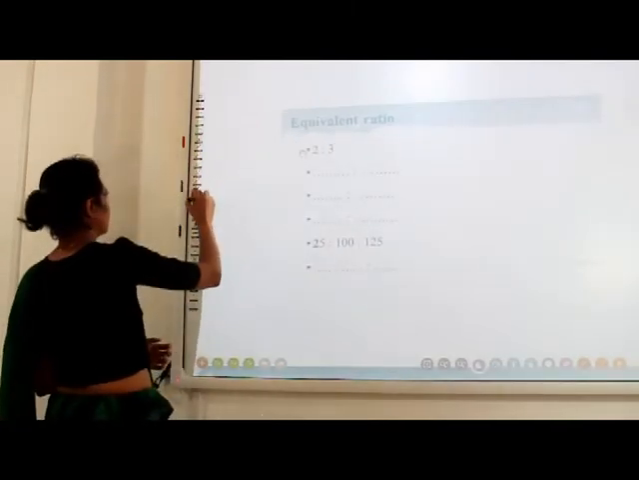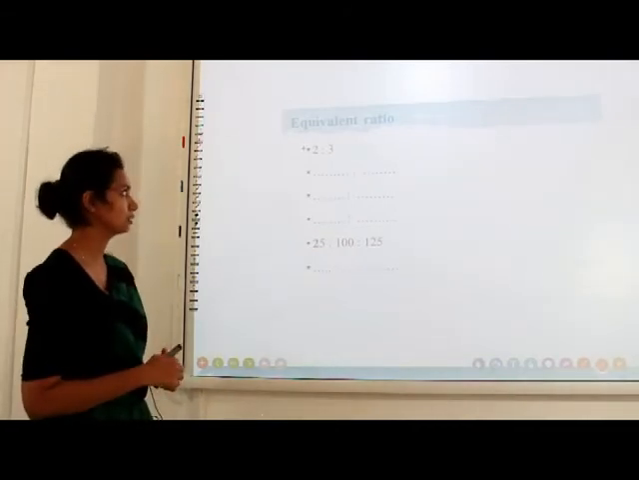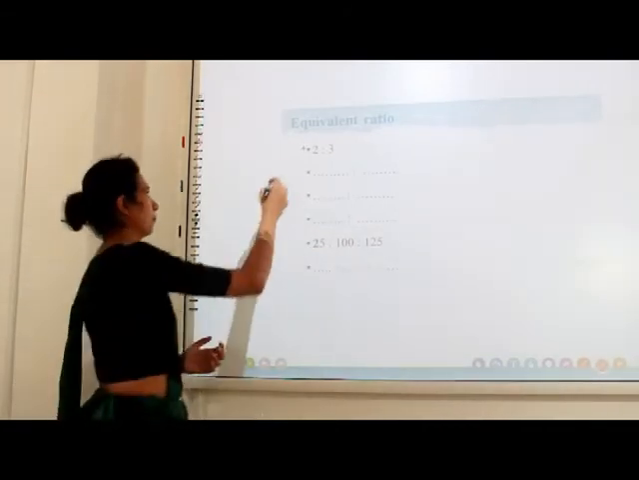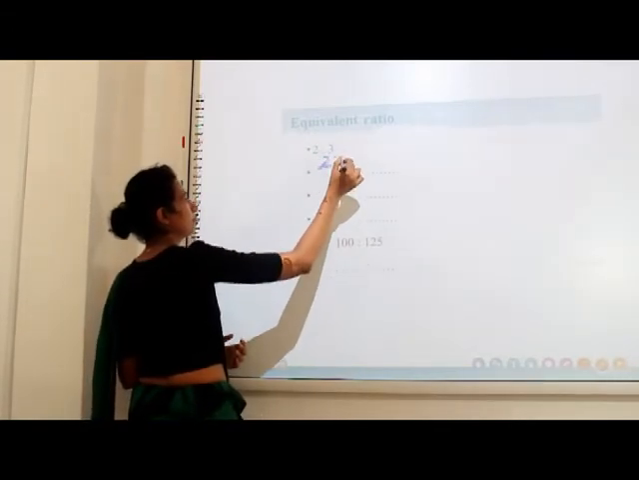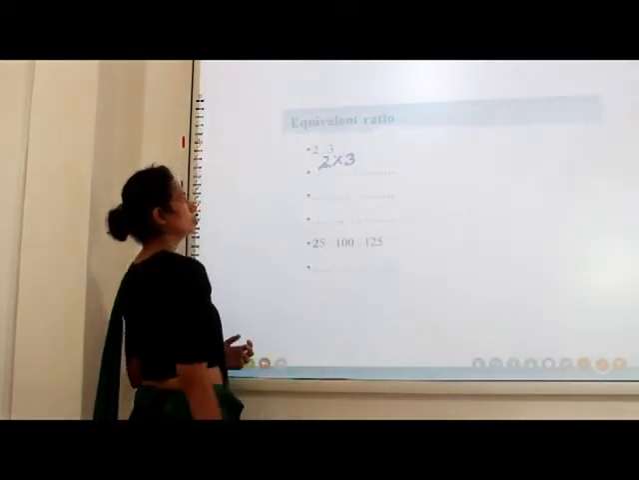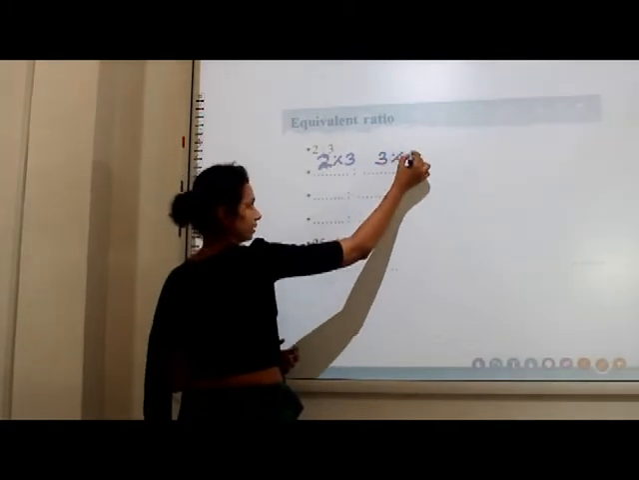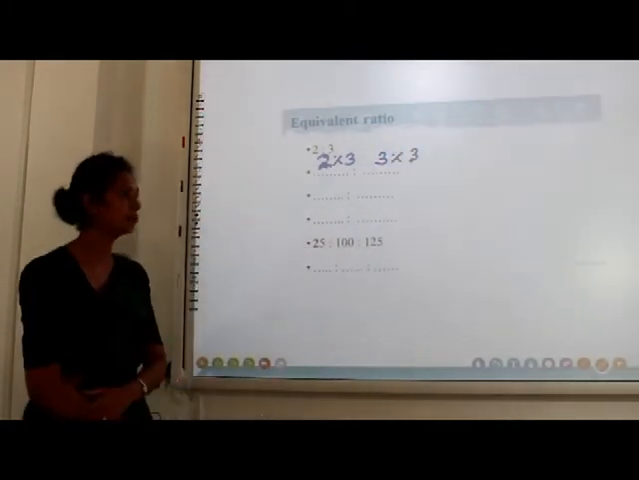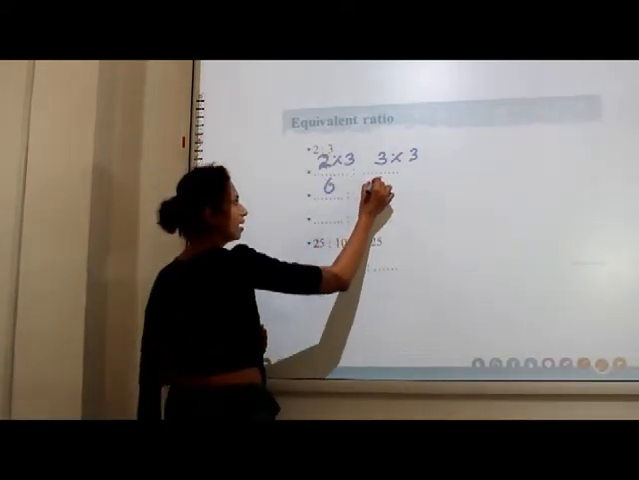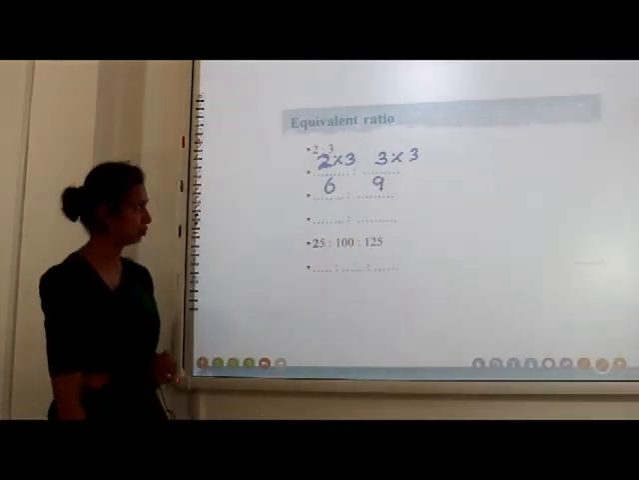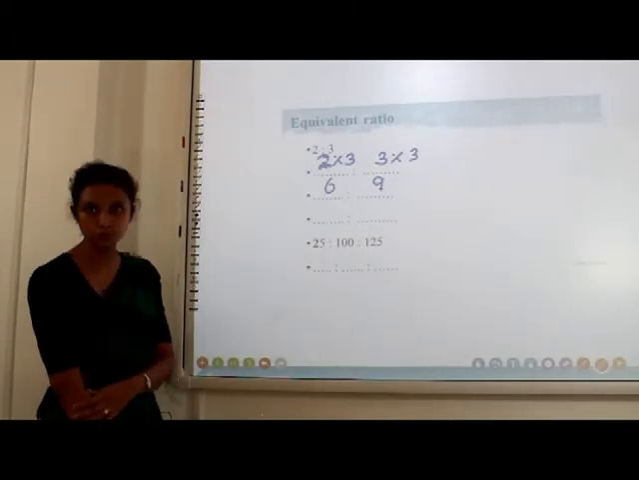I have written the ratio 2 to 3. I am going to write an equivalent ratio to the ratio 2 to 3. I am going to multiply 2 by 3 and keep in mind that when you are multiplying, you have to multiply by the same number. This is 6 and this is 9. This is the new ratio 6 to 9. This is an equivalent ratio for 2 to 3.